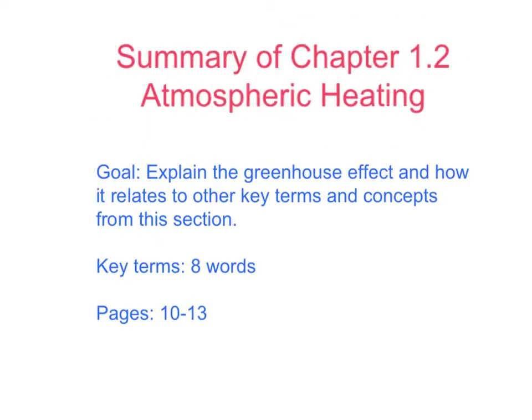The summary of Chapter 1, Section 2, Atmospheric Heating, is the final part of this activity option. Your goal for this summary is to explain the greenhouse effect and how it relates to other key terms and concepts from this section. There are 8 key terms in this section, and it is found on pages 10 through 13 in your textbook. Please pause the video until you are done with this summary and press play to receive the final directions for this activity option when you are ready.